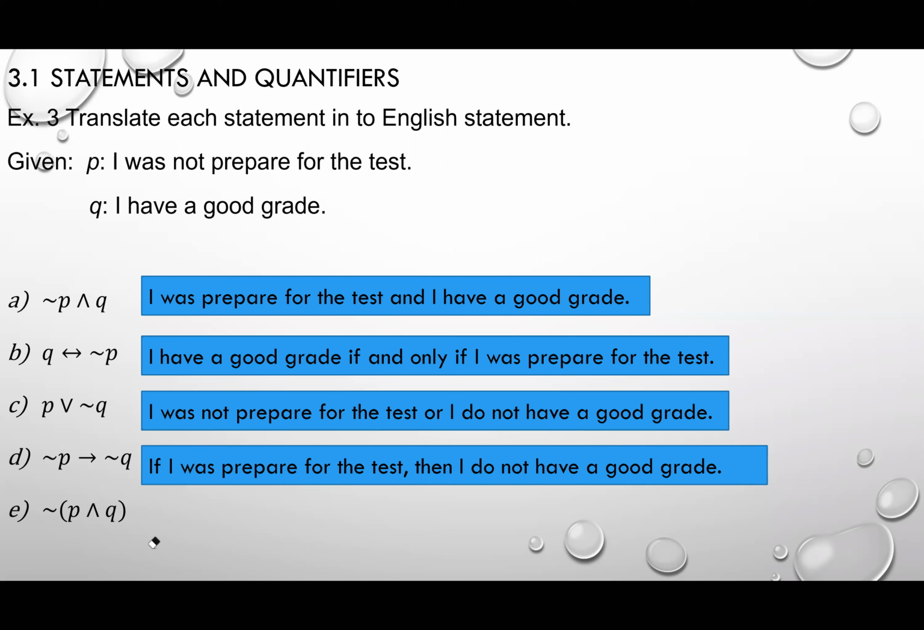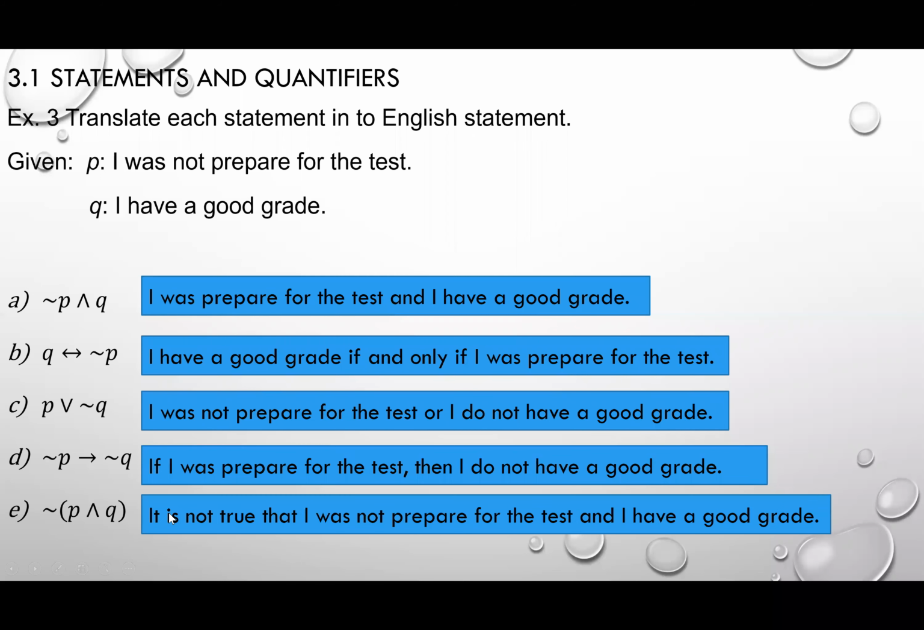We cannot just put the word "not" or take the word "not" out. If we have a compound statement, the easiest way to do it is this: the negation literally says, "it is not true that" whatever I have. If I ask you the negation of Q, it is "it is not true that I have a good grade." That just says that you did not have a good grade. Or "it is not true that I was not prepared" means you did prepare.